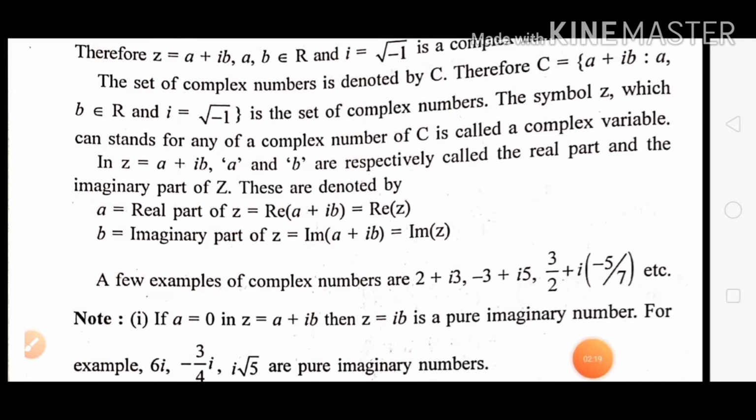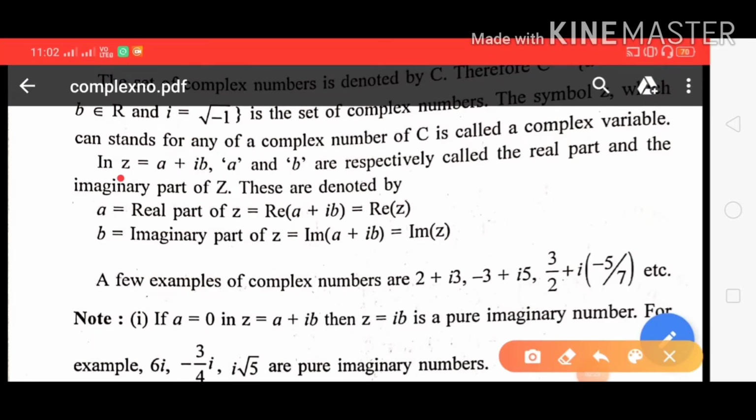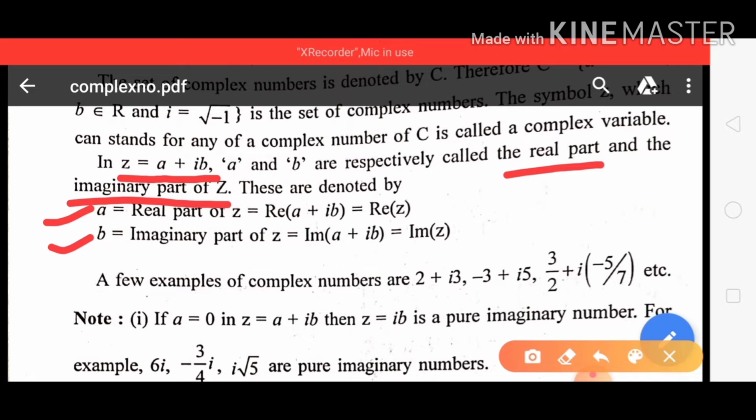Z equal to a plus ib has a real part and an imaginary part. The real part is a and the imaginary part is b. The real part is written as Re Z, and the imaginary part is written as Im Z.